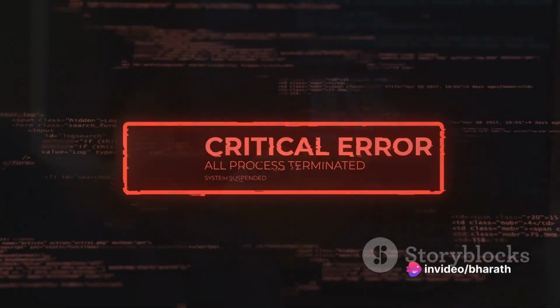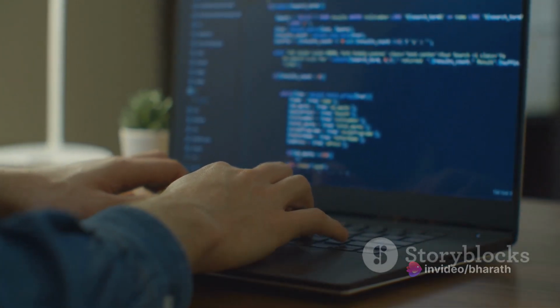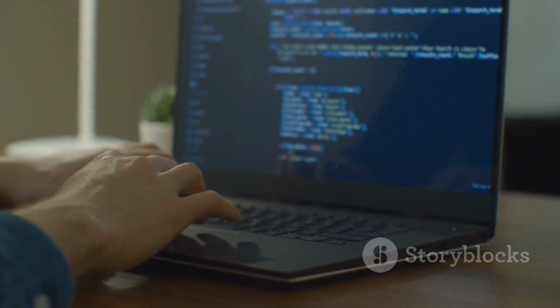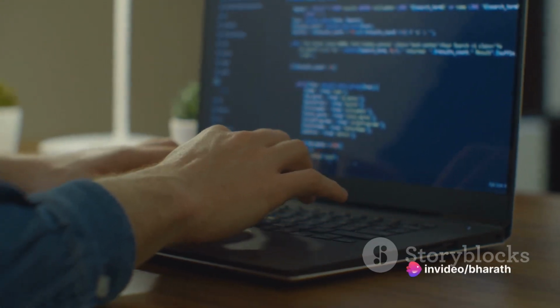further exploitation. In both these scenarios, the attacker is exploiting the fact that the application does not properly validate or sanitize user inputs. This allows them to inject arbitrary SQL code into the queries executed by the database.